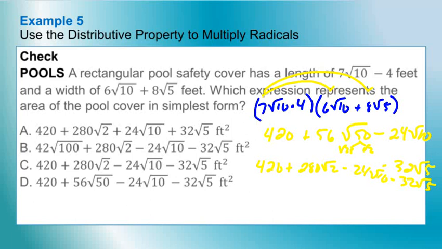Check any of these. We got 420, so it cannot be B. 280 square root of 2, so that's not this one. So it could be A or C. Then we have a minus 24 square root of 10. This one's a positive, so it has to be letter C.